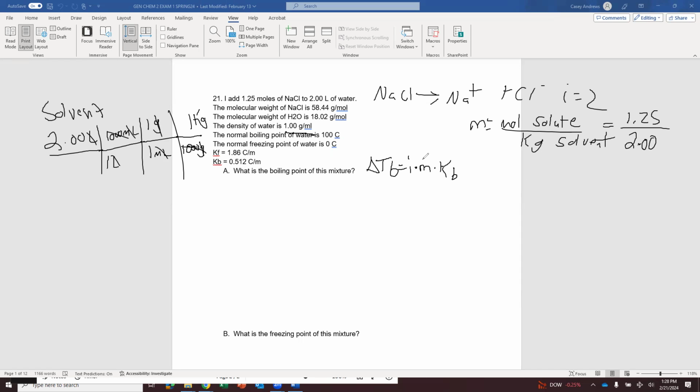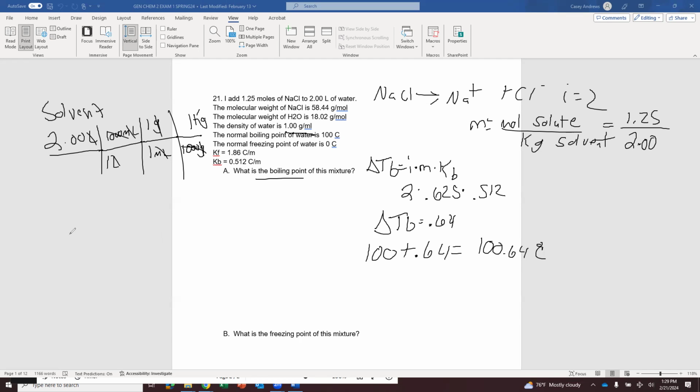So your molality is 1.25 divided by 2, which is 0.625, multiplied by your Kb, 0.512. So your change in boiling point was 0.64, but I want the actual boiling point. So you have to add that to your normal boiling point. So that's going to be 100 plus 0.64. My boiling point is 100.64 Celsius.